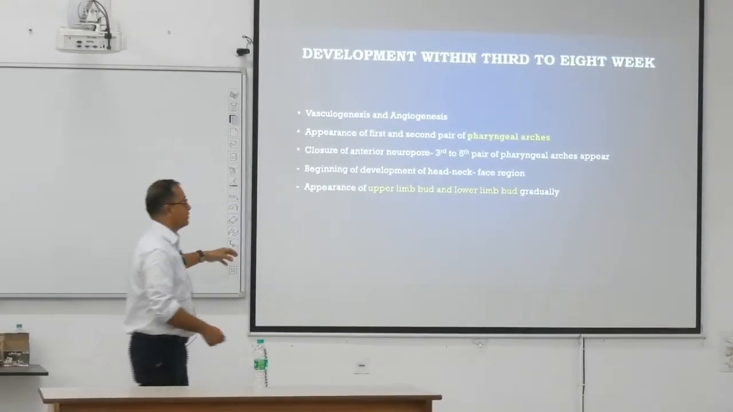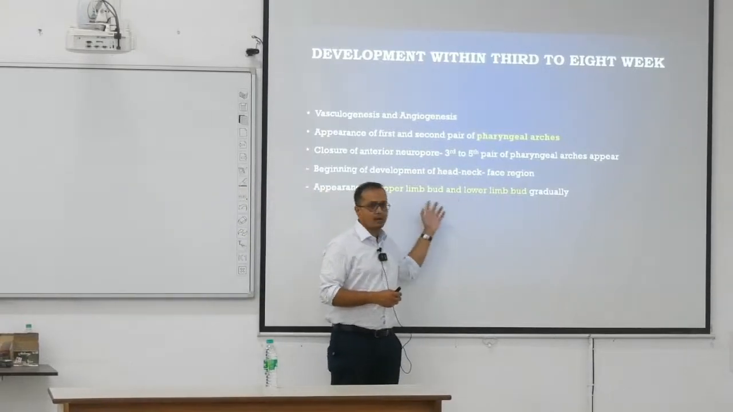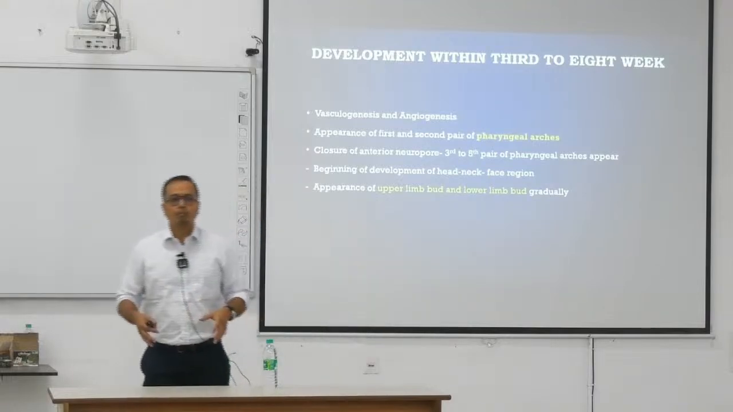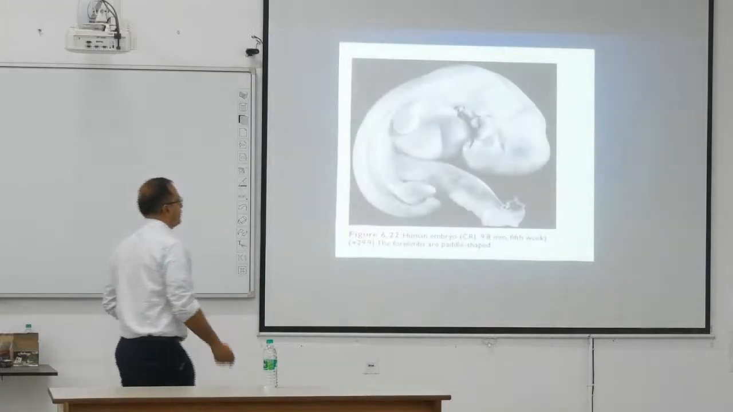And we'll be seeing this particular from this tube that you have formed after the folding. The buds are coming in the upper extremity and the lower extremity. We call them the upper limb bud and the lower limb bud. They are going to form these arms, legs for us.